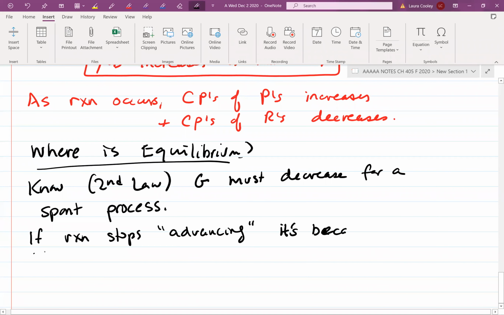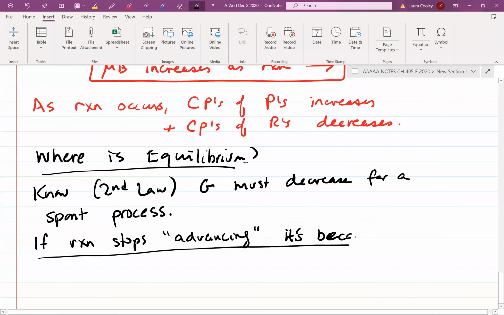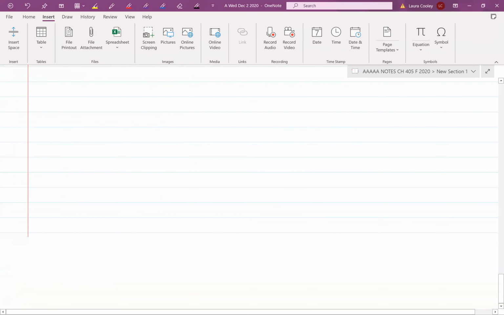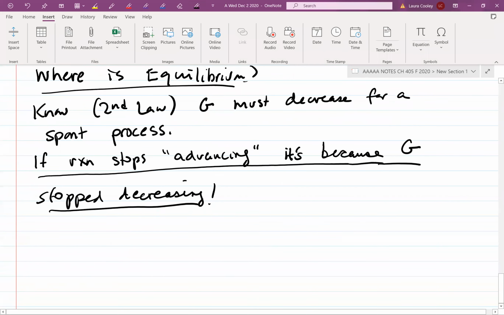All right, so if a reaction stops advancing, it's because the G stopped decreasing. The Gibbs free energy stopped decreasing. So at this point, what must be true is that G must be at a minimum.